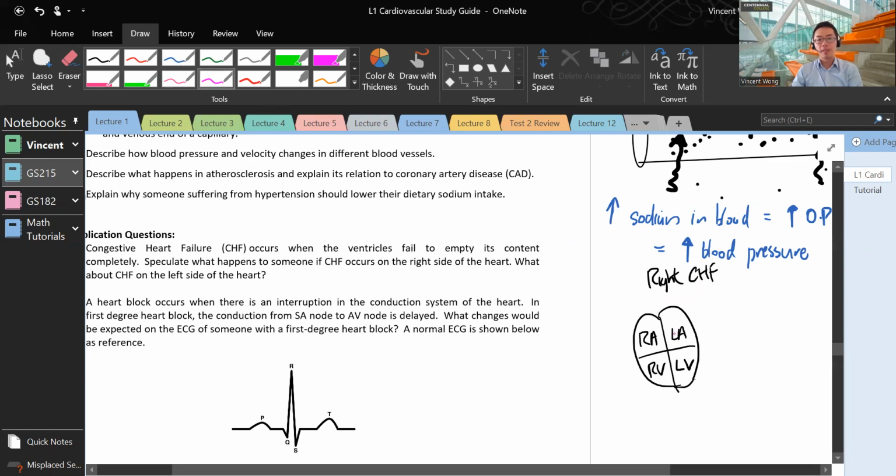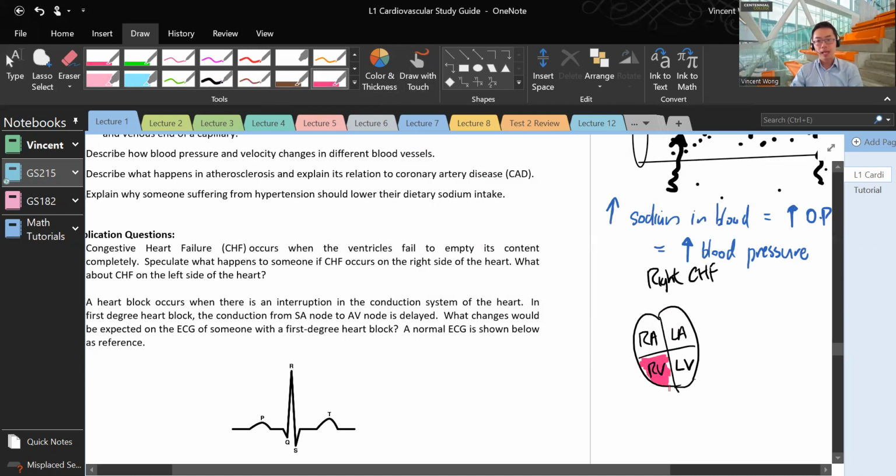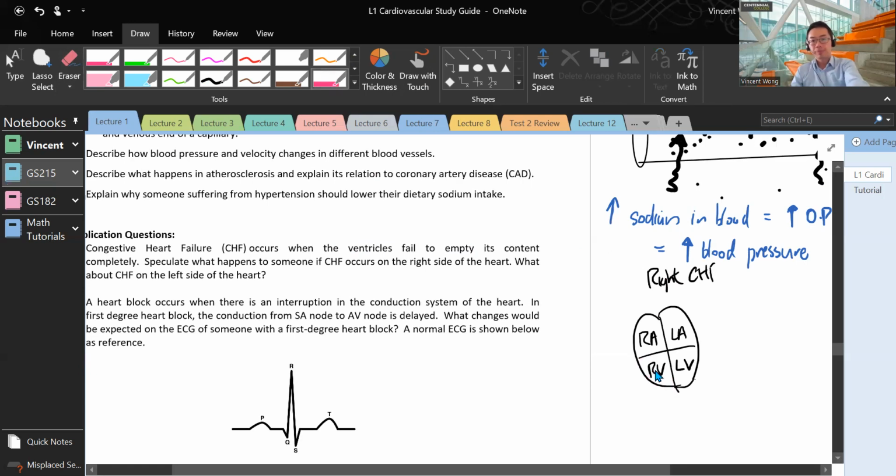So normally what happens is the blood from the right atrium is going to go into the right ventricle, and then the right ventricle is going to pump the blood to the lungs, right? Okay, but in congestive heart failure, the question tells you ventricles fail to empty its content. So instead of emptying all the blood like that, you will have a little bit of residual blood, some leftover blood that's not completely empty. So what does that mean? How does that affect you?